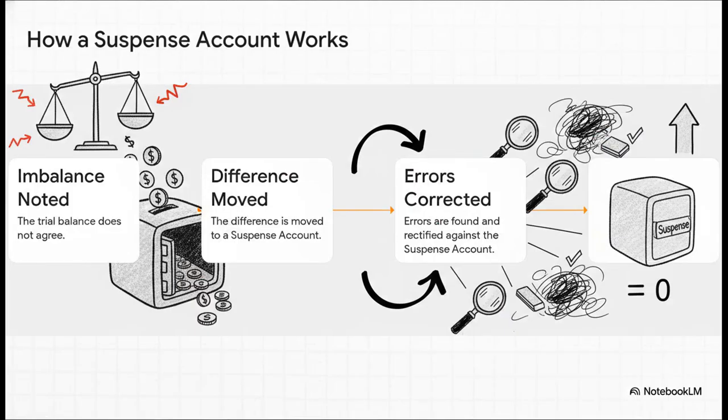The process is pretty straightforward. First, you spot the imbalance. Second, you just move that difference over to the suspense account to get things balanced for the time being. Then the real detective work starts. As you find each error, you make a correction, and that reduces the balance in the suspense account. The goal? Keep digging until that suspense account balance is back to zero.